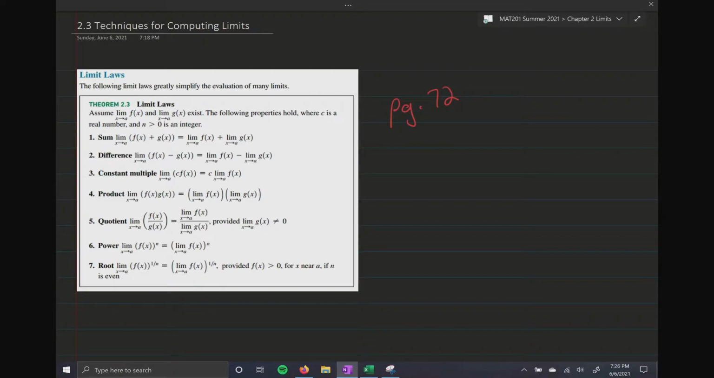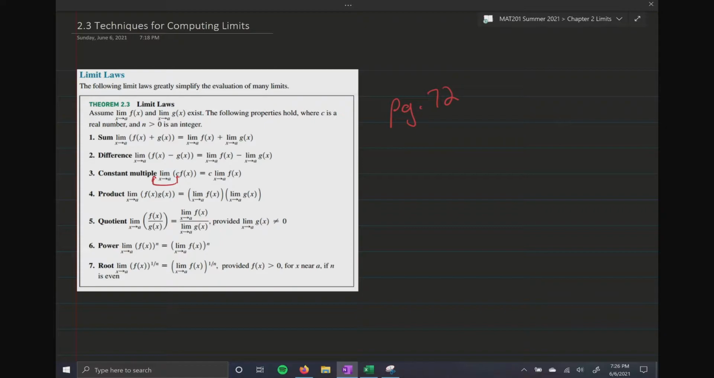Same thing with the difference. The constant multiple, one of my favorites, you can actually take the constant which is out front of the function and move it in front of the limit. It doesn't change anything. If you're multiplying two functions together, the product of them would just be the limits of each individual function multiplied. Same thing with the quotient, the power of a limit, root of a limit, and so forth.